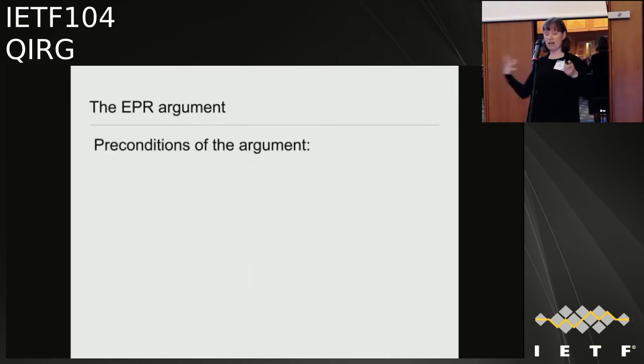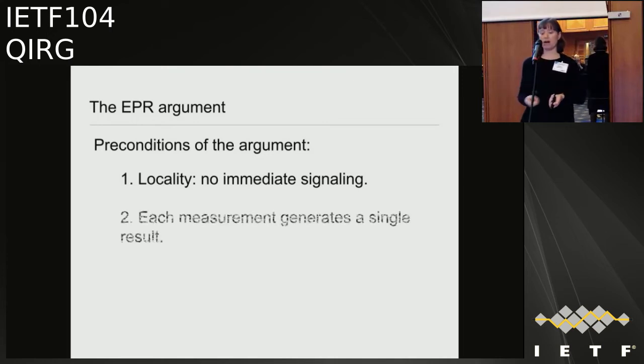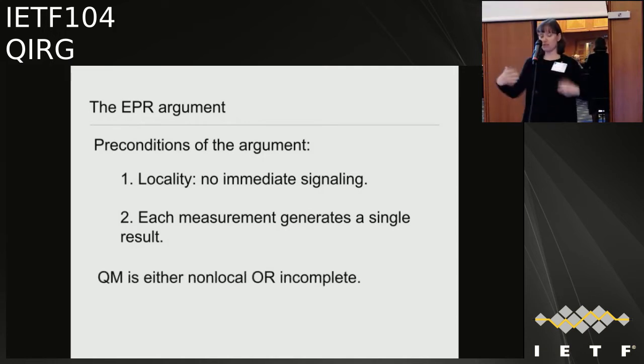So what's the argument behind this Einstein-Podolsky-Rosen paper? We're going to assume that there's locality, that is, we can't signal faster than the speed of light between distant locations, so no immediate signaling. And also we're going to assume that a single measurement generates a single result. And the result, after some arguments, is to say that quantum mechanics is either non-local, it violates the first statement, or it's incomplete, there's something missing.